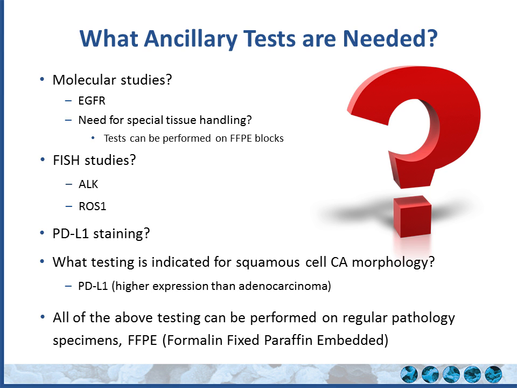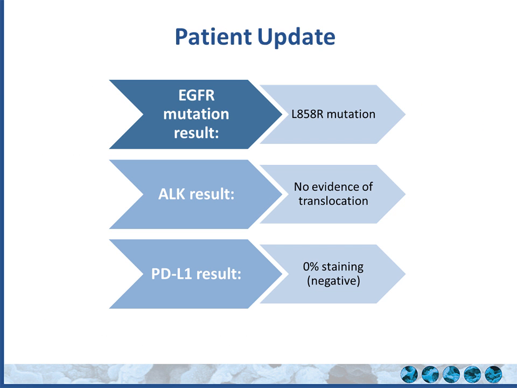And as I mentioned, just to reiterate, all the above testing can be performed on just regular pathology specimens, the formalin-fixed paraffin-embedded tissue. Again, making it much easier for all of us. So in this particular patient, he had an L858R mutation, that's an EGFR mutation, that corresponds with sensitivity to the tyrosine kinase inhibitors, like erlotinib. The ALK result was negative. There was no evidence of translocation. ALK is positive in 3% of adenocarcinomas, a little higher in Asian patients. And the PD-L1 staining in this case was 0%, which is negative.